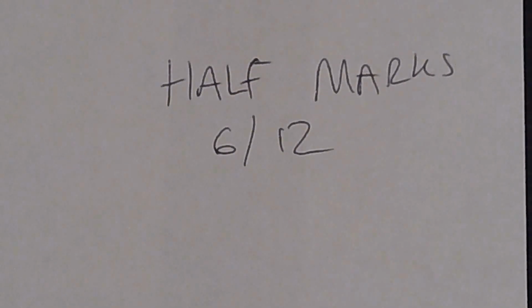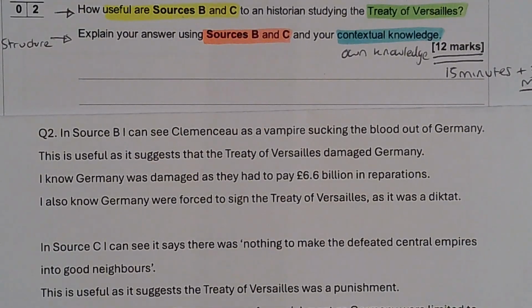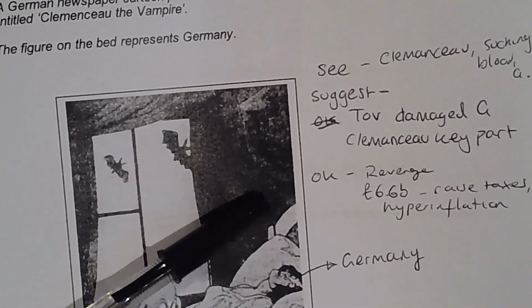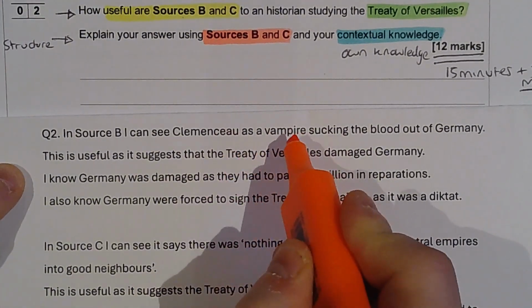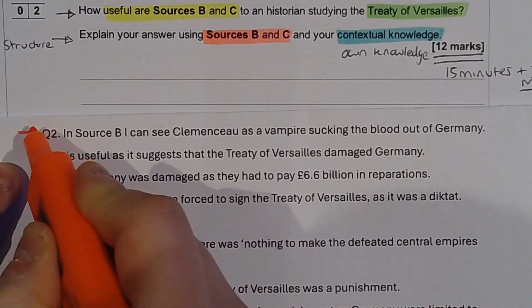Okay, so what we're going to do now is look at how to elevate our answer a little bit and how to get half marks, so 6 out of 12 marks. What you will see here is me following the plan that I made in my sources booklet. For source B, in my plan, I've done C, suggest, own knowledge, and you will see that throughout. So for example, it says in source B, I can see Clemenceau as a vampire sucking the blood out of Germany.